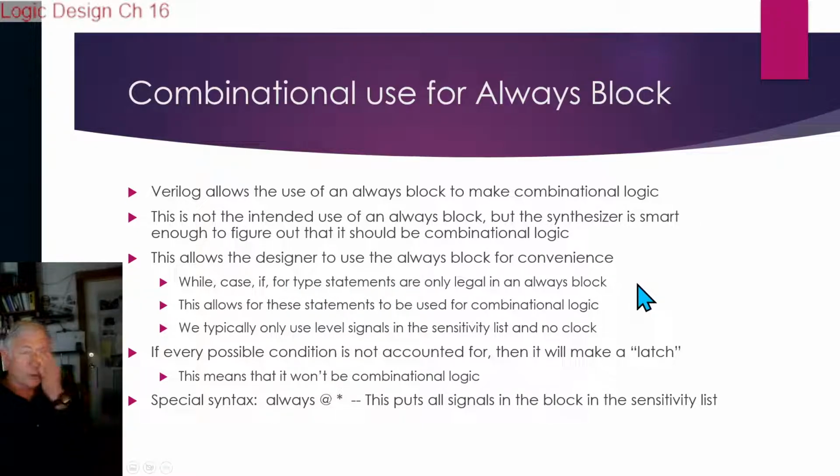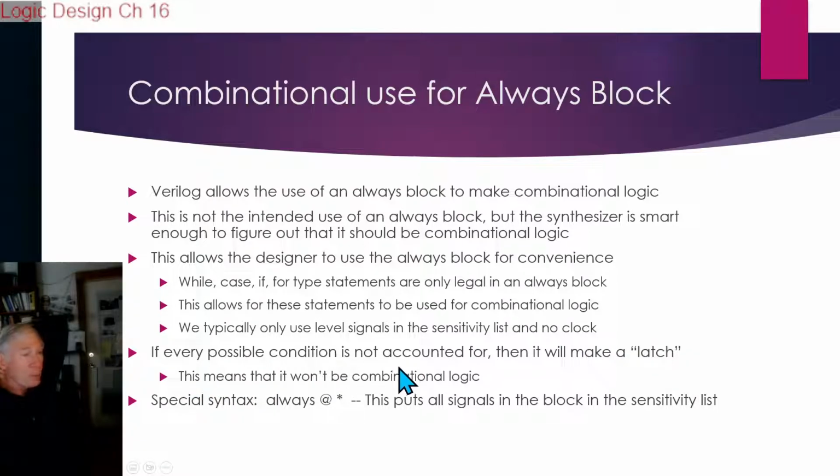So if you want to use those on combinational logic, then you can use an always block, but you have to be careful that you don't accidentally turn it into a sequential result. So it allows these statements to be used for combinational logic. We typically only use level signals in the sensitivity list and no clocks. So there's no edge signals and there's no clocks.